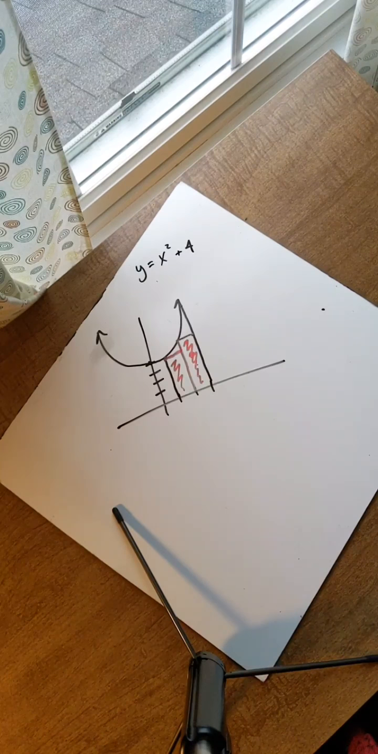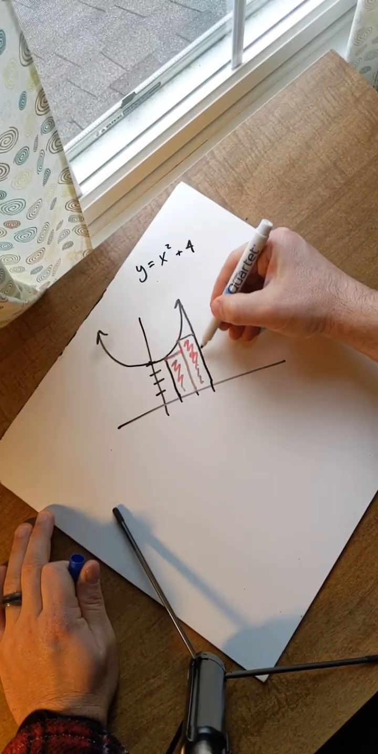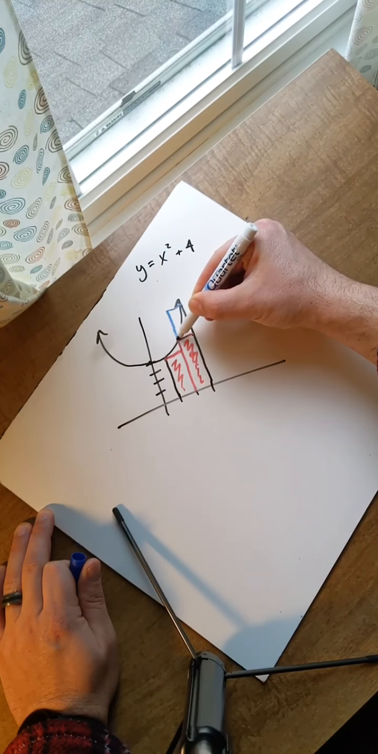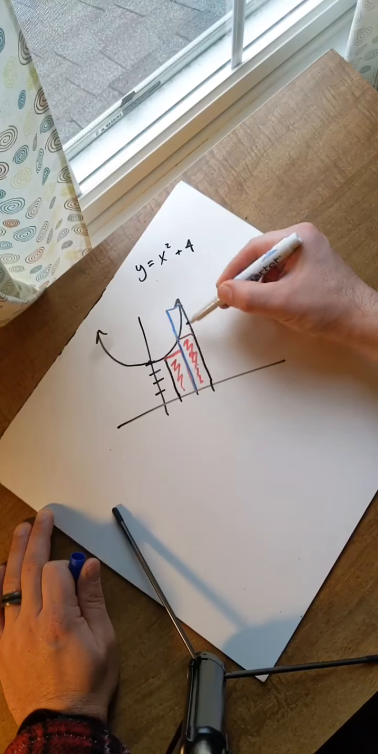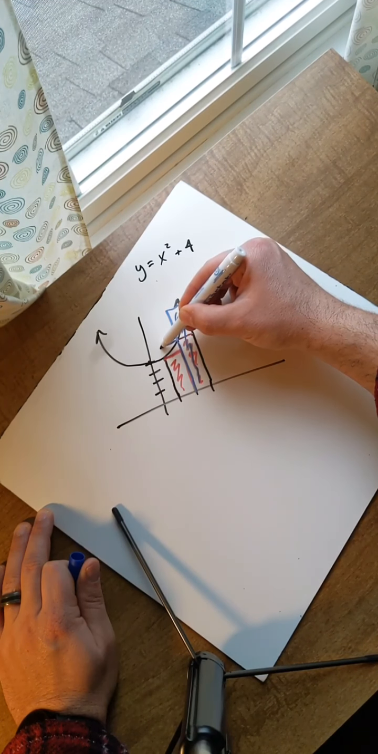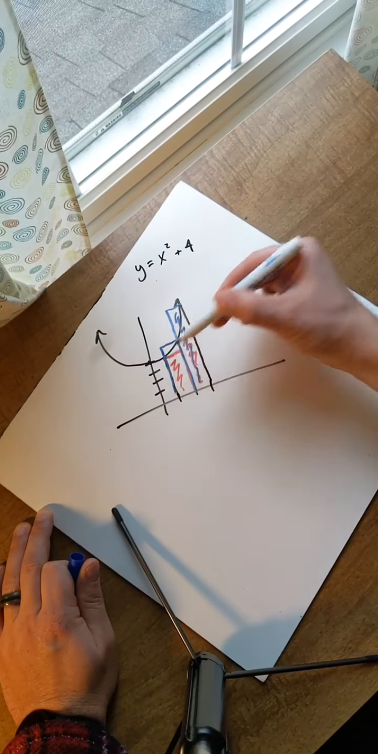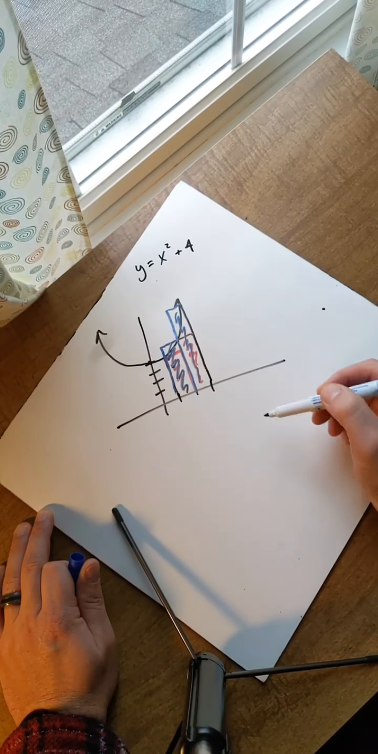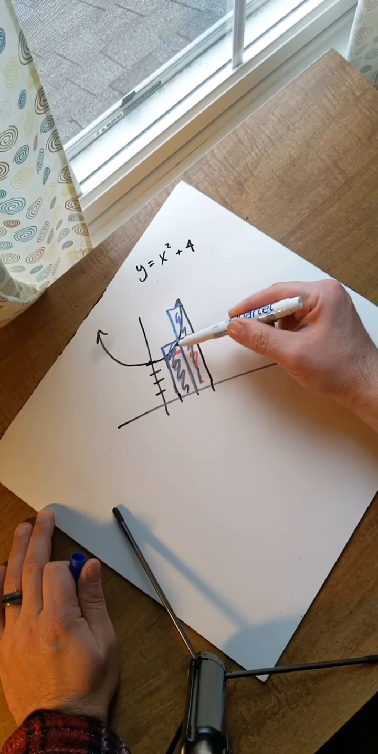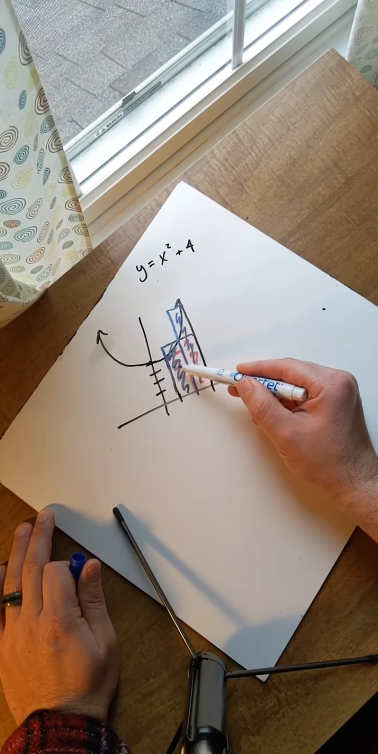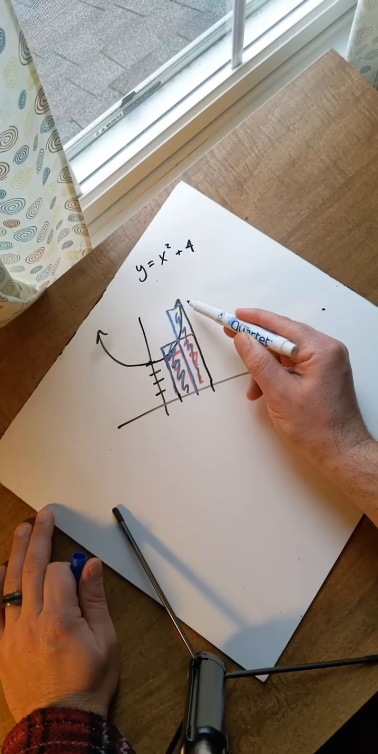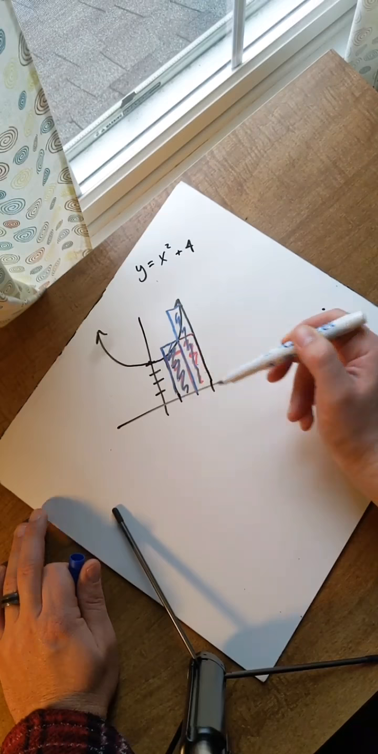I could go on the right edge too. I could start here on the right side and go left 1. Now I have a bigger rectangle. Then I could go from the right edge and go left one more time and have 2 rectangles. I could take the area of the blue rectangles, the right bound area, and the left bound area, which were the red rectangles, and say the area underneath the curve would have to be somewhere in between those 2 areas.